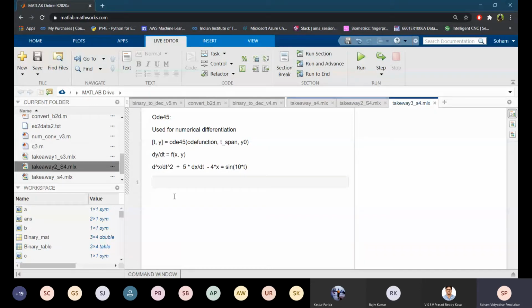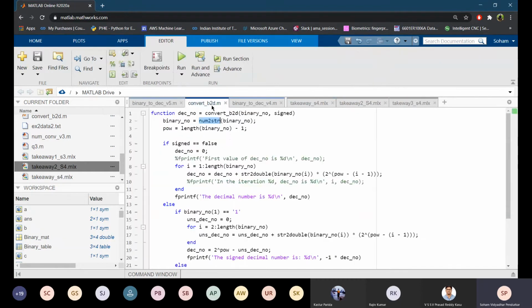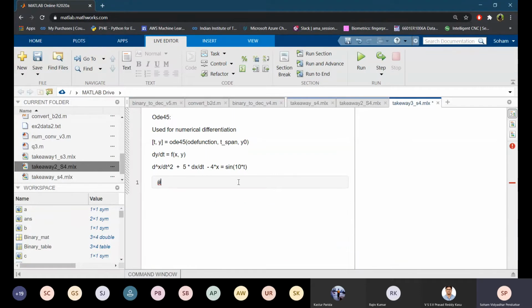So I'll create a function. Before I create a function, there is one thing I might have missed to mention about function handles. So let's say you are creating some function, like convert b to d dot m, which is a function name that we have given. There is something called @identifier. This is called an identifier for a function, which will create a handle for a function.